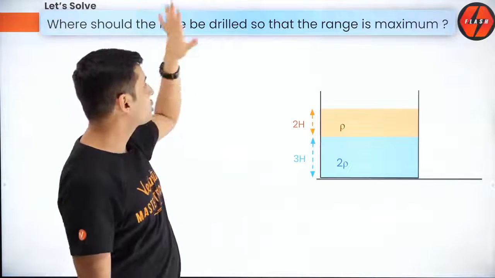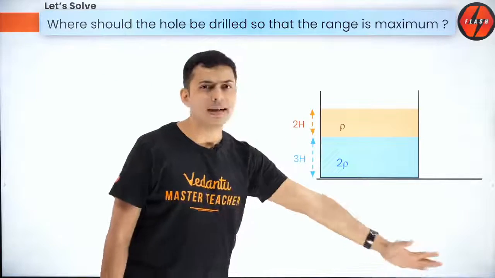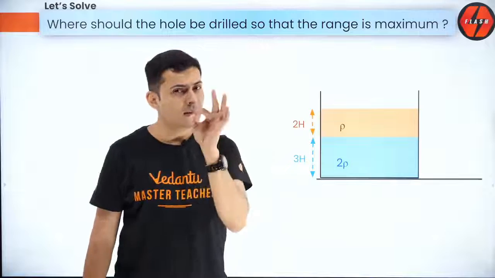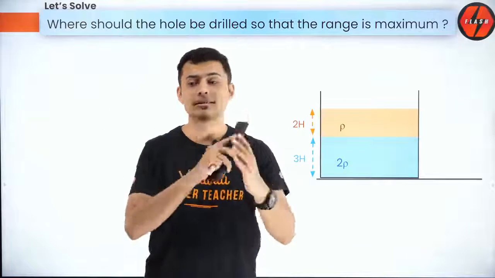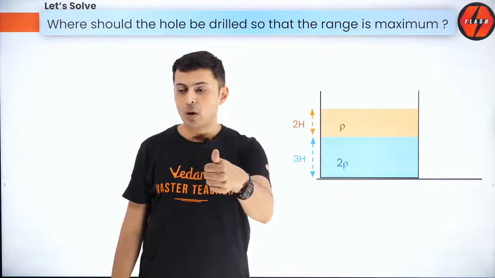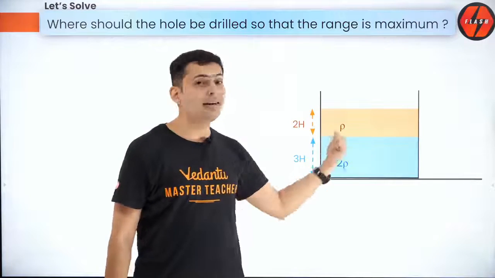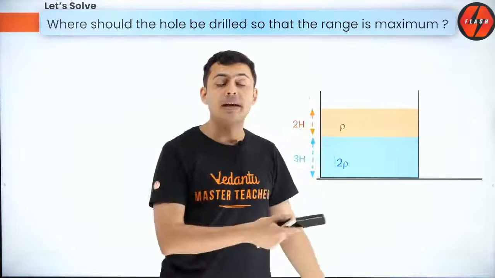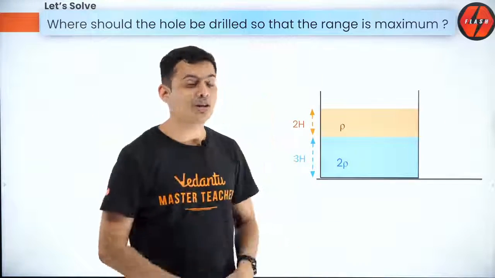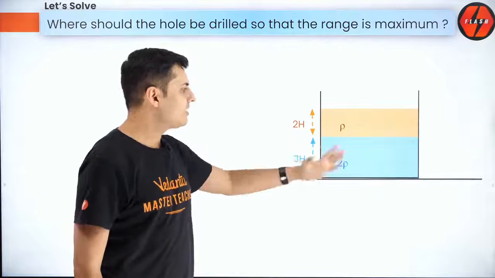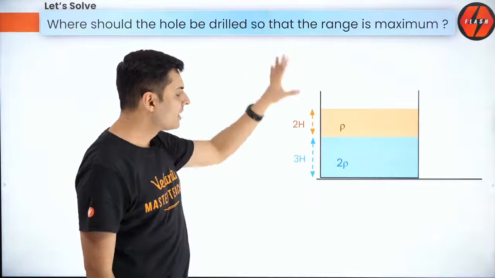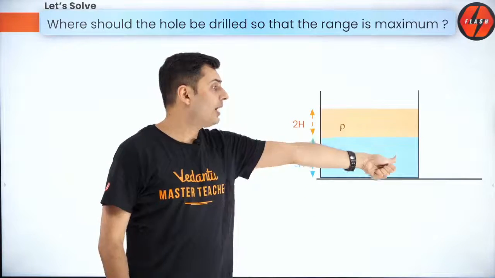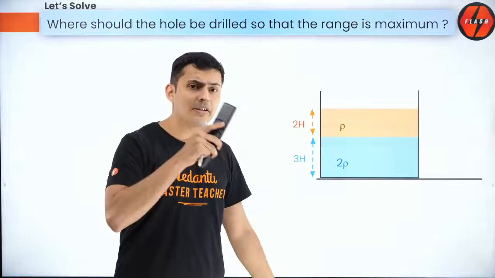The question is, where should the hole be drilled so that the range is maximum? Now we all know that the range is maximum when you drill the hole at the midpoint, but that is only true when the liquid inside is the same. But here, that's the problem. The liquids over here are different, and this problem came in JEE Advanced, guys. And it was there like an integer kind of question, I think. But I've changed the values. I've not kept the values same. I've changed it to some different values of density and height. The question over here is to figure out where should I drill the hole so that the range is maximum.